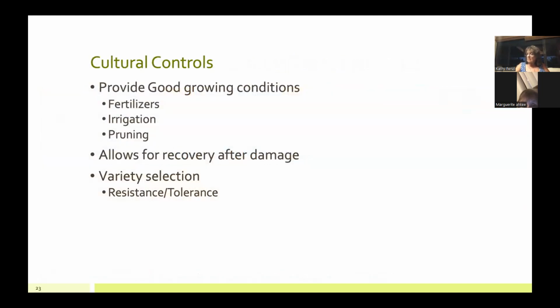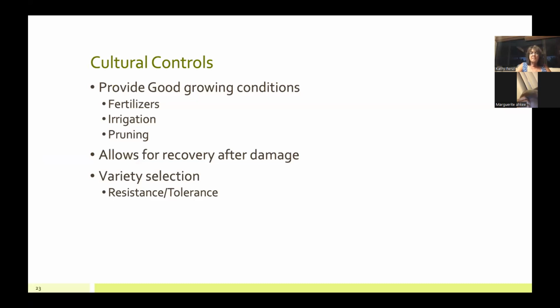But like every other IPM program, there are also cultural controls. One of the most important parts is to make sure your trees are healthy. So providing adequate fertilizer, irrigation if it needs, making sure you're staying on top of pruning so that you can actually reach the trees for insecticide application. Having healthy trees allows the tree to recover after the damage from the pest.